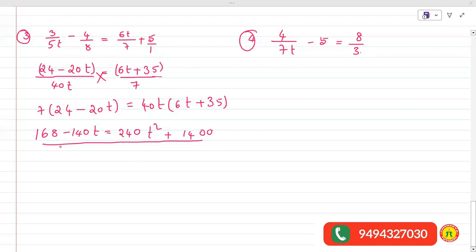Yes, sir, it is quadratic. Here 4 by 70 minus 5 equals to 8 by 3. Tell me the answer. So, 1 second, I'm doing.